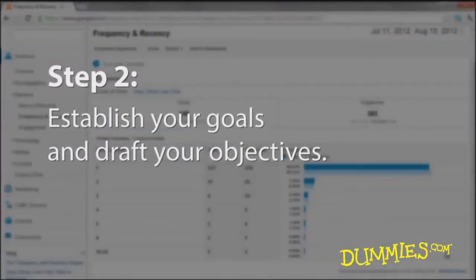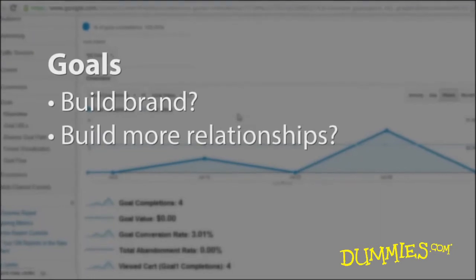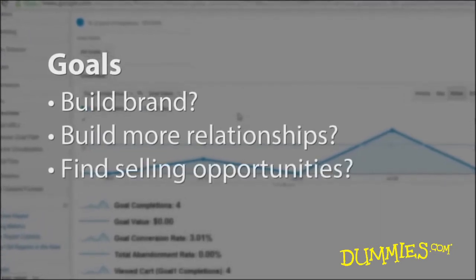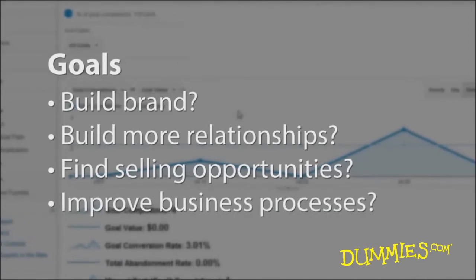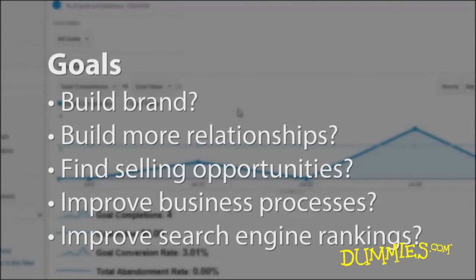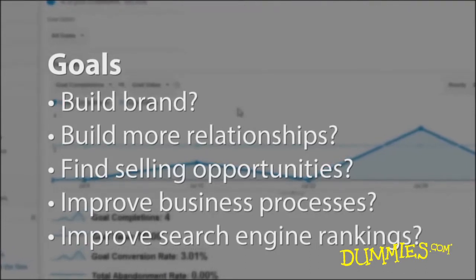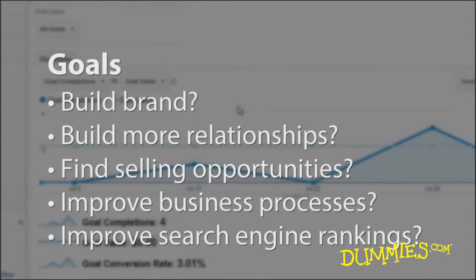Step 2. Establish your goals and draft your objectives. What are your goals? Do you want to build your brand, more long-term relationships, find new selling opportunities? Or perhaps you want to improve business processes or your search engine rankings. Once you have established your goals, you need to prioritize them. For each goal, you should create at least one quantifiable, measurable objective.